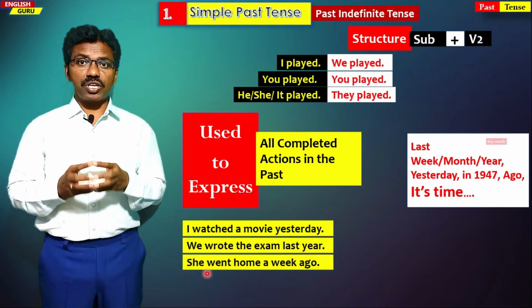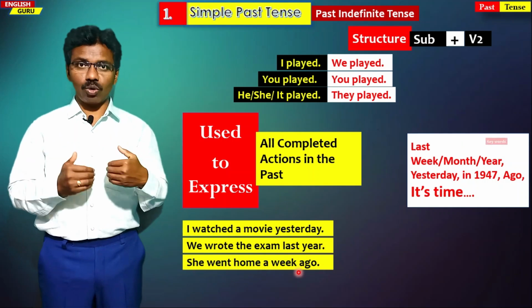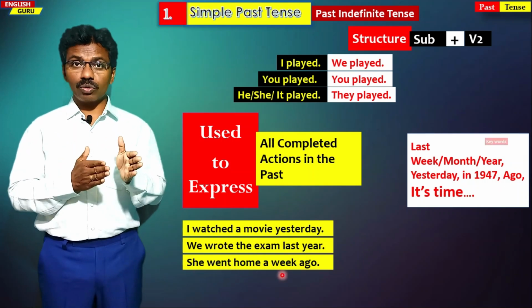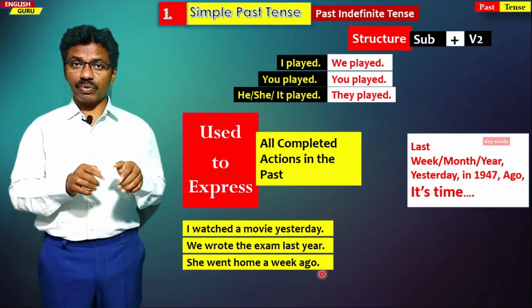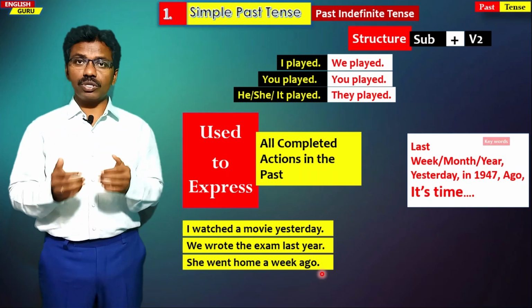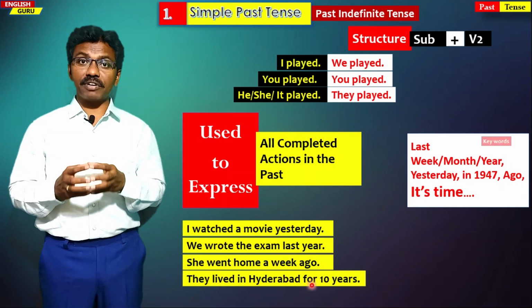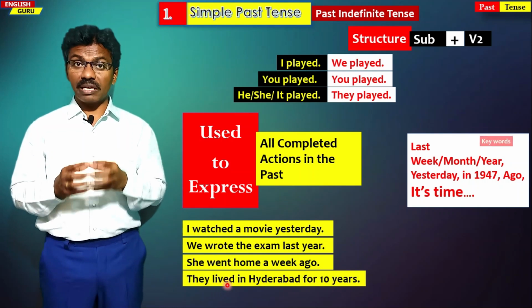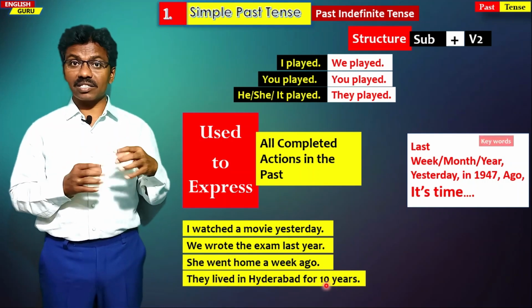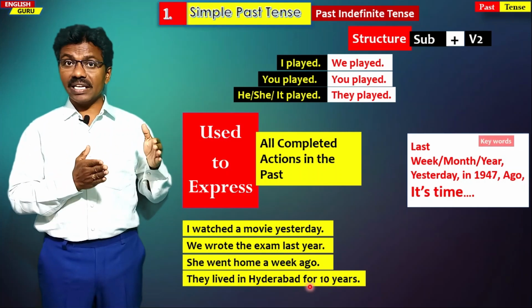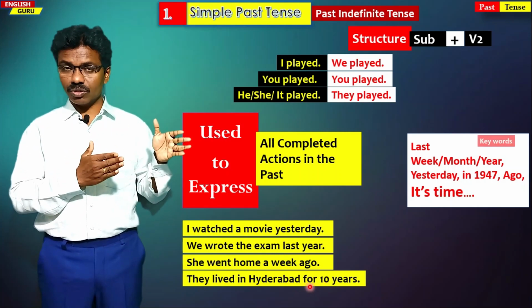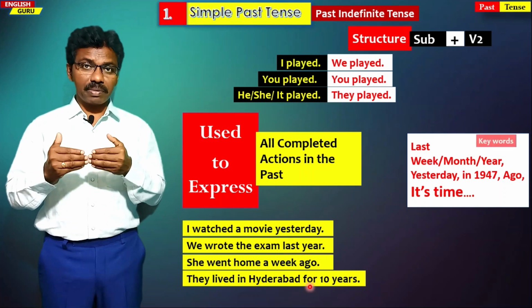And the next one, she went home a week ago. A week ago is in the past, not this week, last week only she went. So it's in simple past tense. And in a similar way, they lived in Hyderabad for 10 years. Now they are not living there. For 10 years they lived and then they left. So it was completed. So it's in simple past tense.